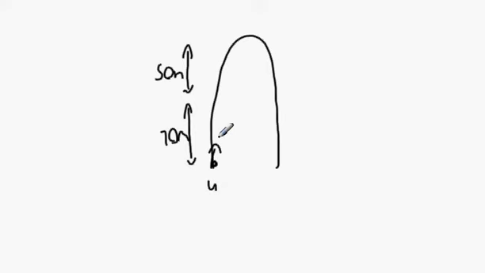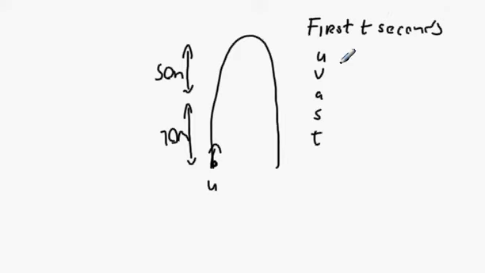So let's do UVAS for the first t seconds. U, V, A, S, and T. U equals u. V equals no idea. A equals minus 9.8, or minus gravity. S equals 70, and T equals t.